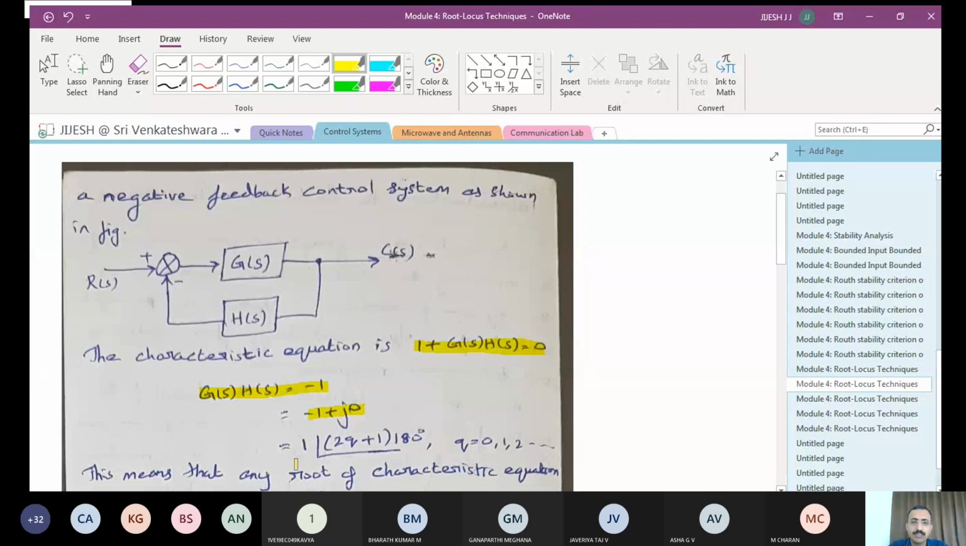And G of S H of S can also be written as 1 angle (2q plus 1) into 180 degrees, where q can be 0, 1, 2, 3, etc. So G of S H of S can be minus 1, or 1 angle (2q plus 1) into 180 degrees.